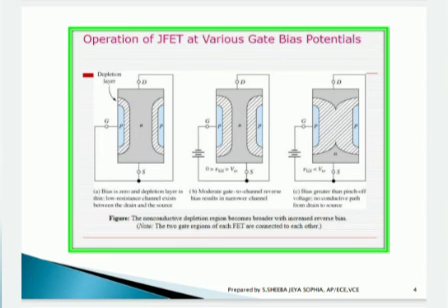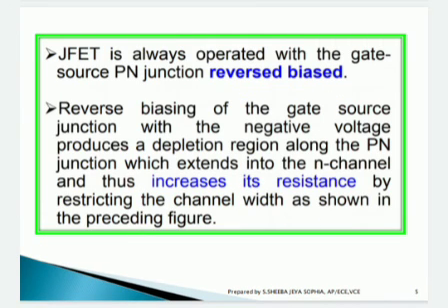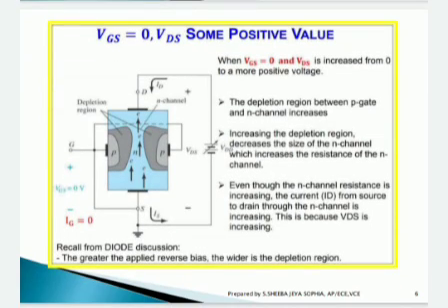in which the two gate regions of each FET are connected to each other. And so JFET is always operated with the gate source PN junction reverse biased. Reverse biasing of this gate source junction with a negative voltage produces a depletion region along the PN junction, which extends into the N channel and thus increases its resistance by restricting the channel width, as you can see in this diagram.